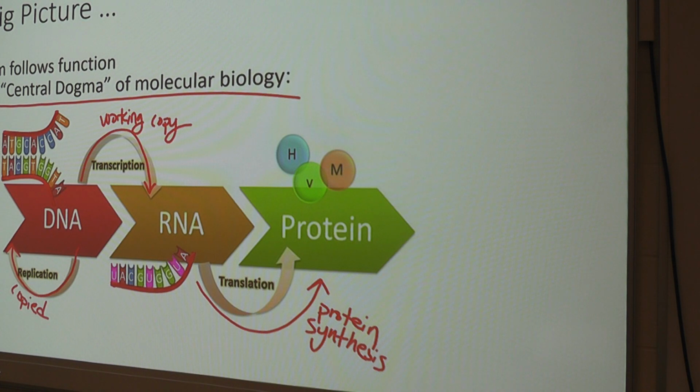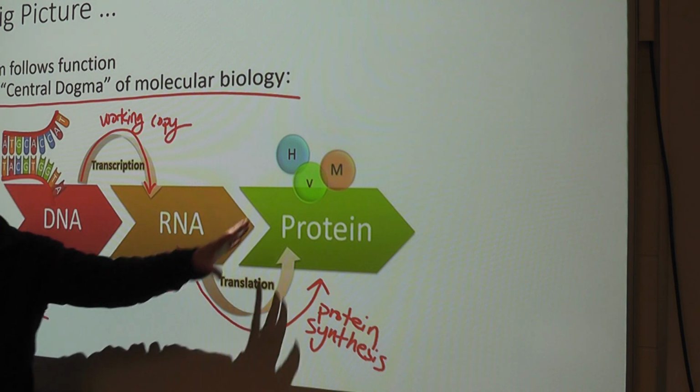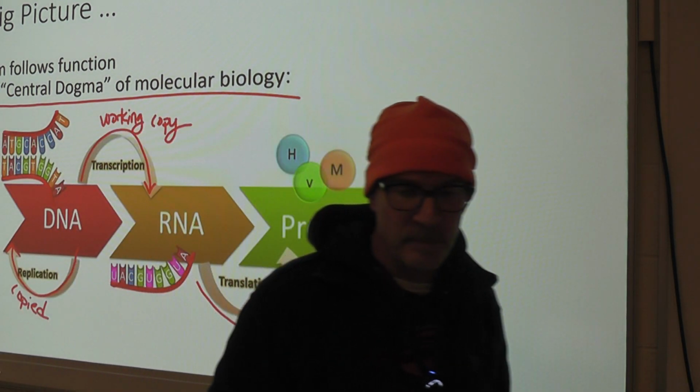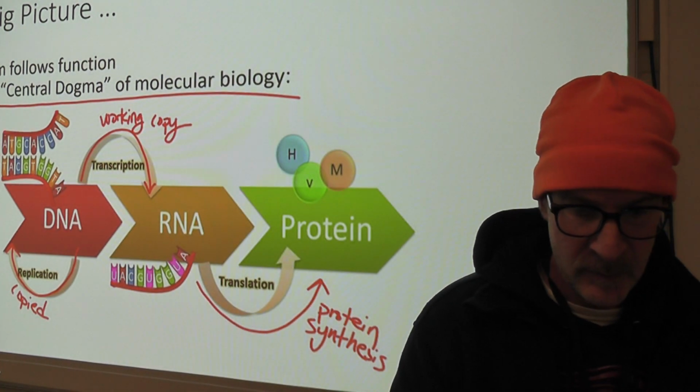Yeah? What does dogma mean? Dogma means rule, like a critical rule. So dogma is like a set of rules. And so these are the essential rules to molecular biology.